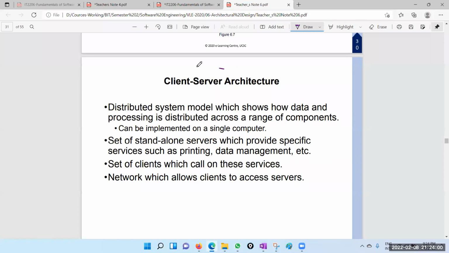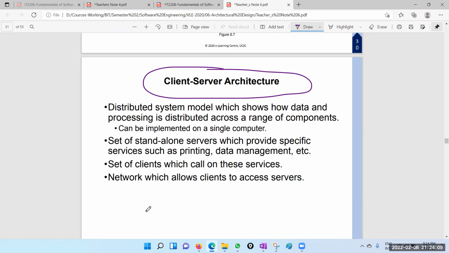Right. Another architecture is client-server architecture, and also we have peer-to-peer, two different architectures. In client-server architecture, clients communicate with a server. This is where the service is given. That is what happens when you access your VLE, or when you access your banking system through an ATM machine or online banking. Client-server.